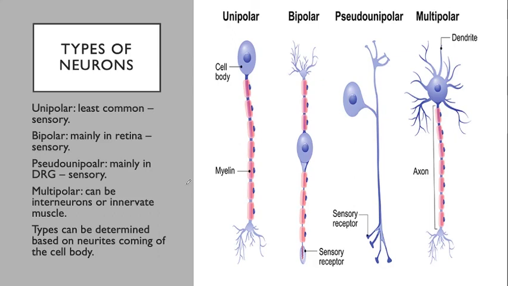Pseudo-unipolar, they're mostly the dorsal root ganglion, and they're sensory, so they carry sensory information from the periphery into your spinal cord, and that can be processed. Multipolar neurons can mostly be seen as interneurons, or they innervate muscles, and they're usually your typical neuron. So when most people think about a neuron, they think about drawing it in the way that a multipolar neuron looks, right? And again, these are very important to know because depending on the neuron, it can give you a hint of where in our central or peripheral nervous system we are, right? So it's very, very important.